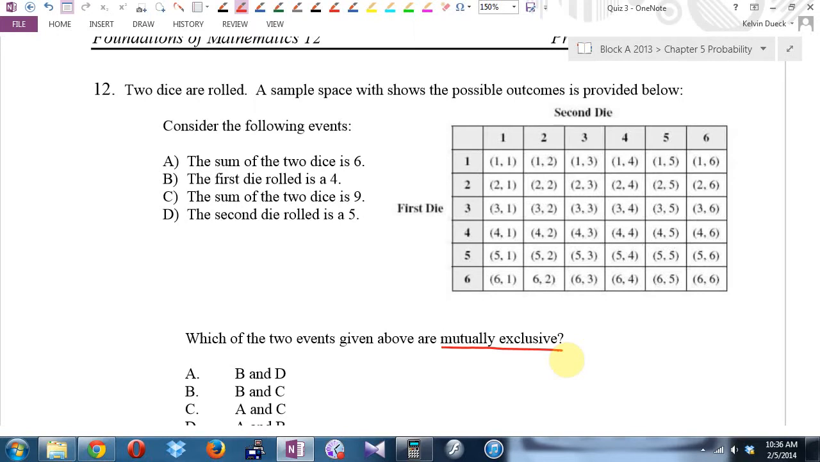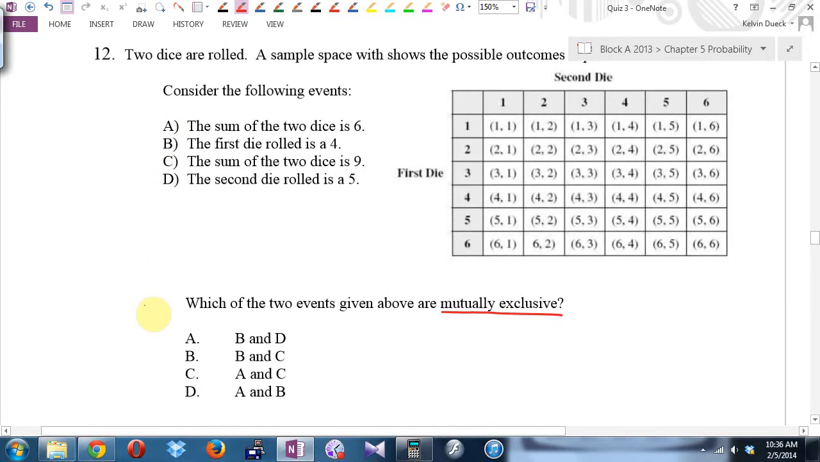Can A and B occur at the same time? Can you add to 6 and have the first dice be a 4? Yeah, that would be rolling a 4 and then rolling a 2. So A and B are not mutually exclusive. Oh, why don't I look at the answers instead? I was going to go through all the options up there. B and D.